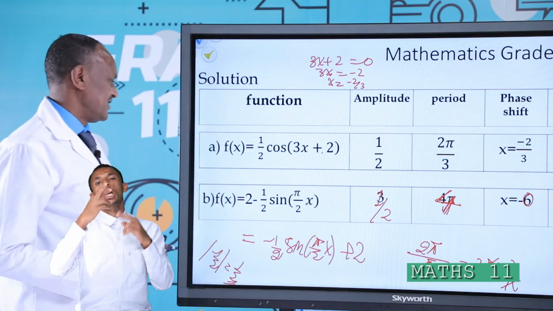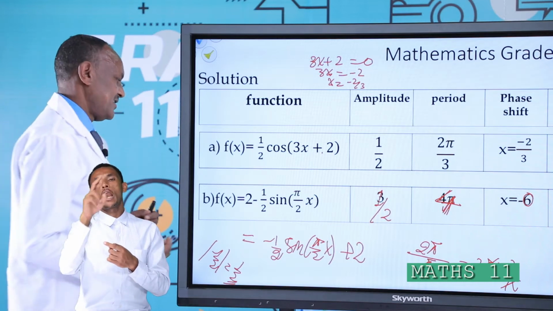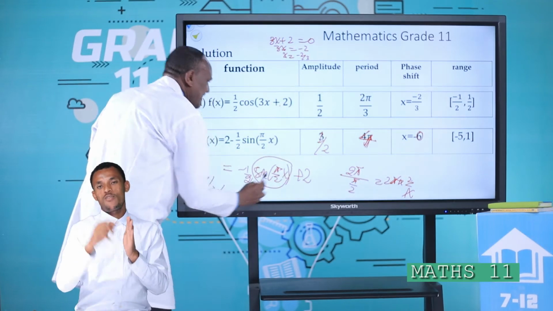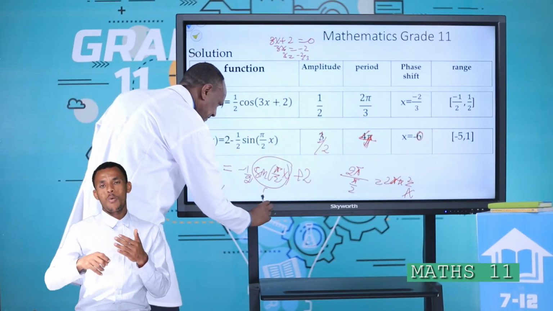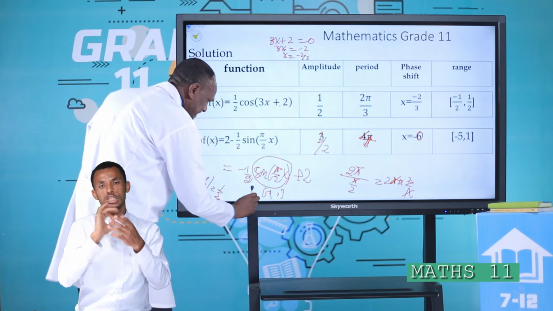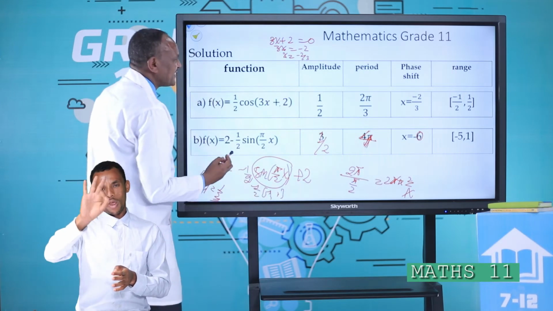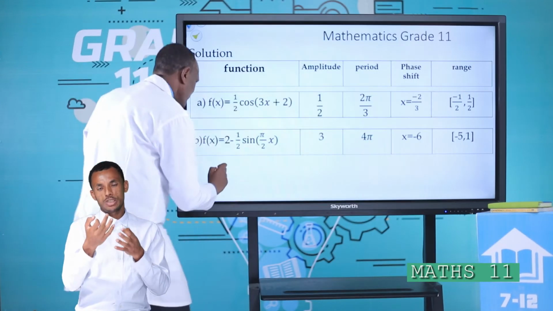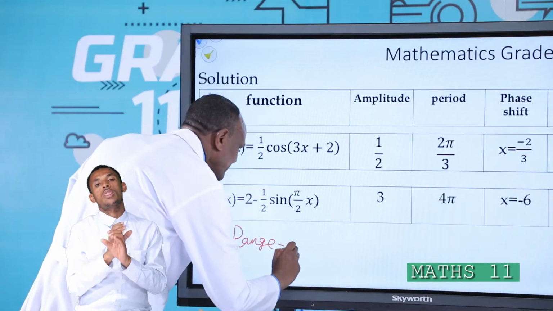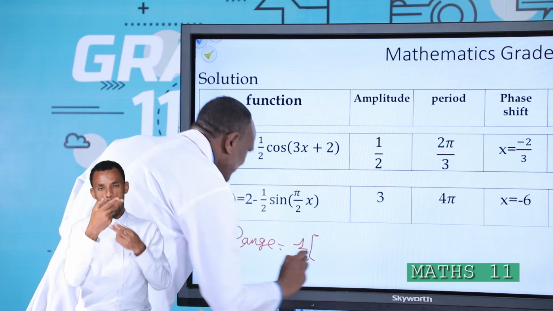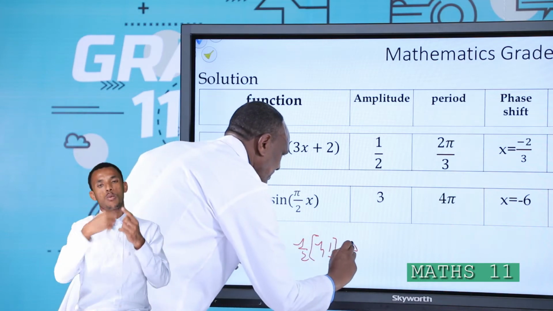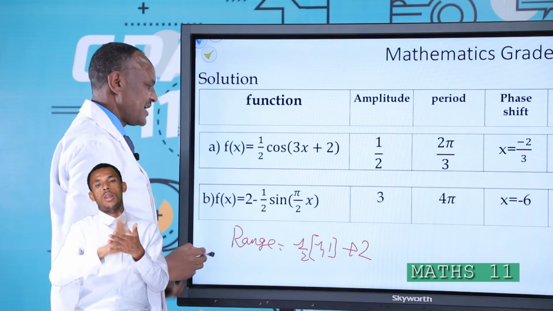What is the range of this function? To find the range of this function, this was a sine function. Sine function has a minimum value of negative 1 and a maximum of positive 1. When this is multiplied by negative half, you have negative 1 over 2 multiplied by the range of sine function from negative 1 up to positive 1, plus a constant number 2, because you are adding.